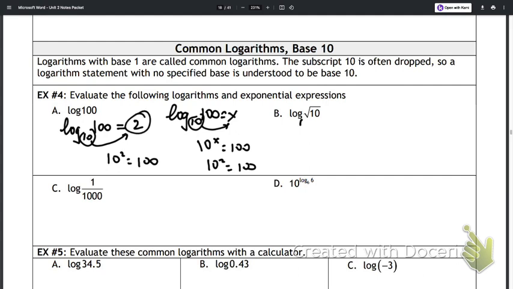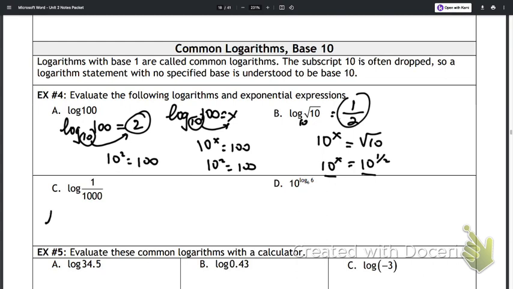On this one, we're raising 10 to some power, and it's going to equal the square root of 10. Well, the square root of 10 is the same thing as 10 to the 1/2 power. So because these have the same base, this answer right here, instead of it being x, is going to be 1/2. So that answer there is 1/2.